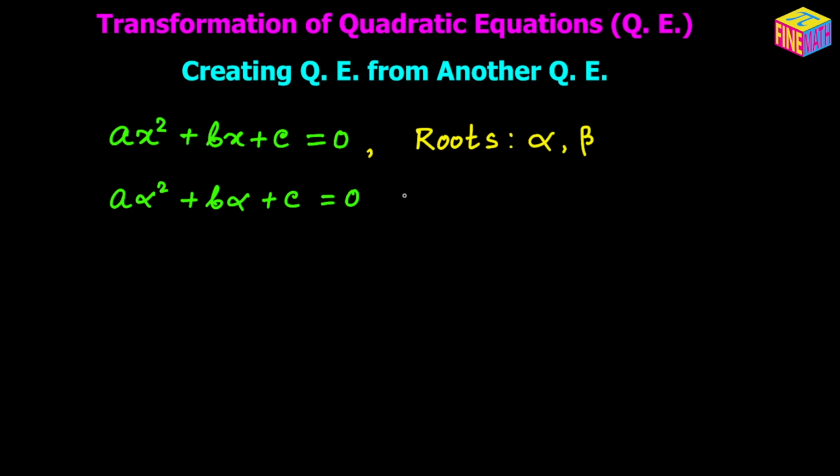So this is one very important equation that we now created. Let's say this is equation number 1. And then beta will also satisfy the equation. So if we use the value of beta in place of x, then we will have a beta square plus b beta plus c is equal to 0. So from here we get another equation, let's say equation number 2. So now just based on the given information, we have been able to create two equations here, right?